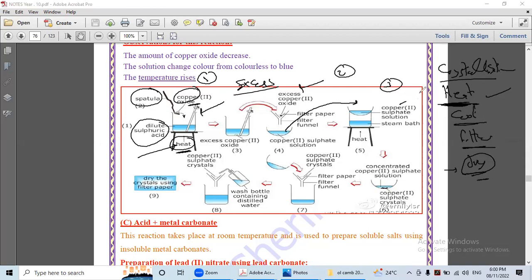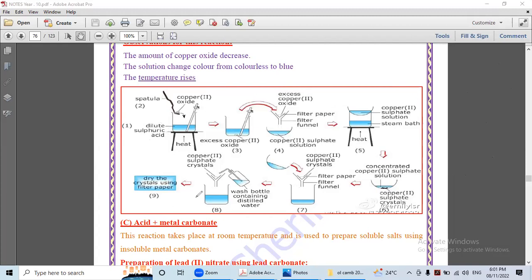How can we know that the crystallization point had been reached? Mixing with a glass rod, crystals formed. Why didn't we dry on a Bunsen burner or oven? To prevent losing water of crystallization, or to prevent melting of the crystals or breaking down of the crystals.